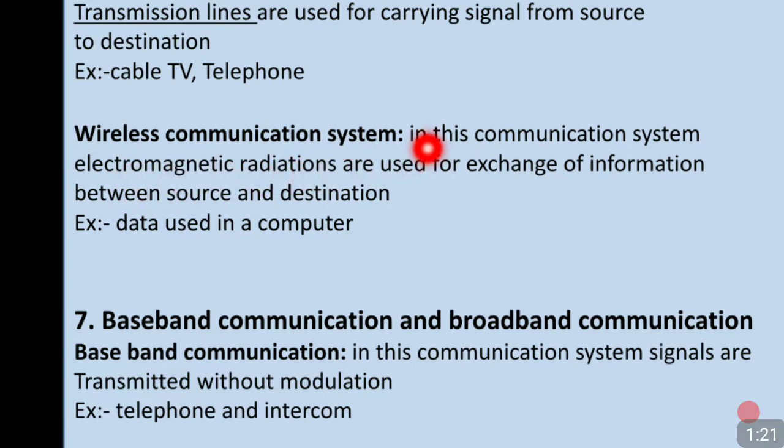See the definition. In this communication system, electromagnetic radiations are used for exchanging the information between source and destination. What are used? Electromagnetic radiations are used to transfer the information from source to destination. Such a communication system is called a wireless communication system. A good example is data used in a computer over the internet, since most internet connections nowadays do not have any wires and hence can be referred to as wireless communication system.